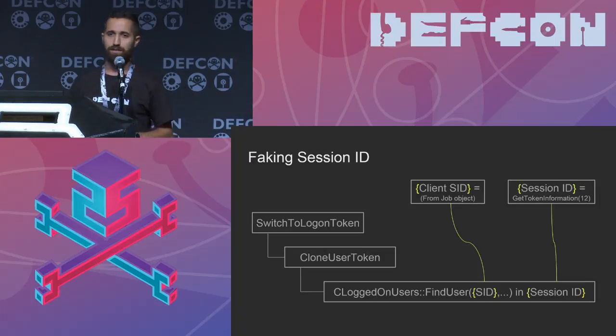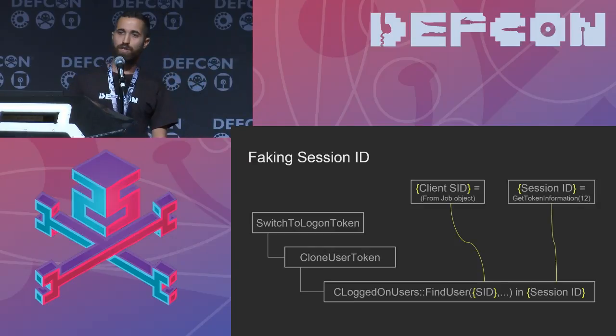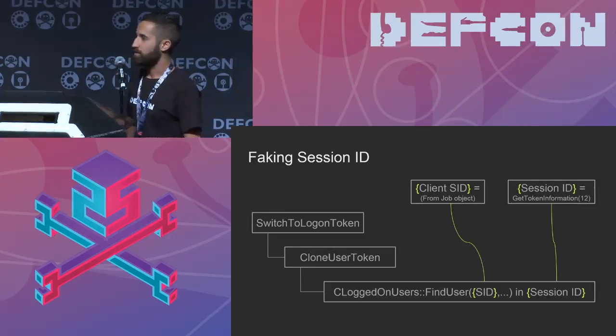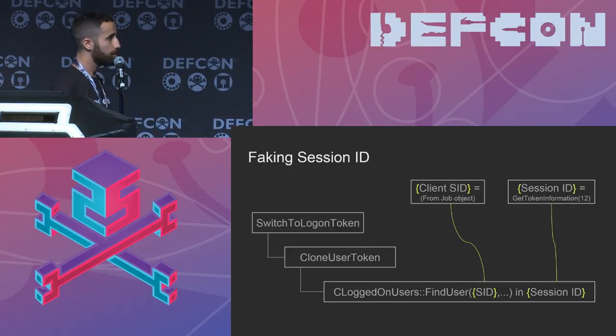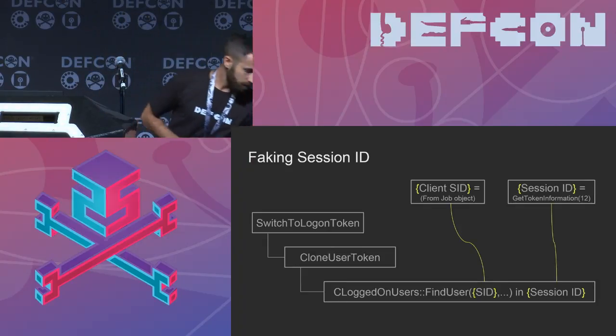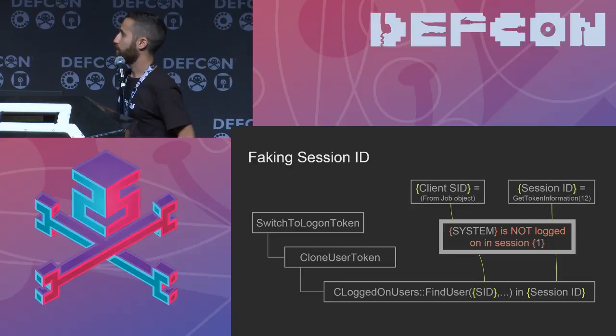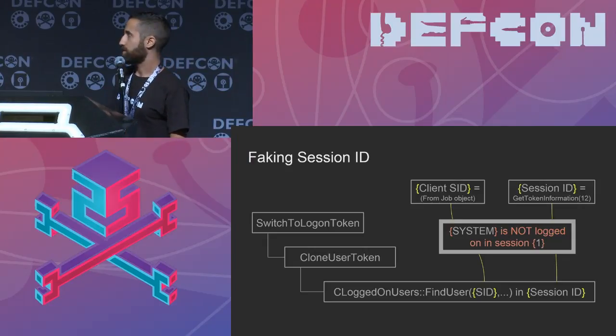So this is the flow that is performed before any call. First, BITS wants to switch to the logon token of the user that requested the action. It needs to clone it. And to find the real token that it needs to clone, it just iterates through all the logged on users in the session that was requesting the action. Now, the session is acquired by a GetTokenInformation call. When we ran this with PsExec, we got the exception because system is not logged on in session one.